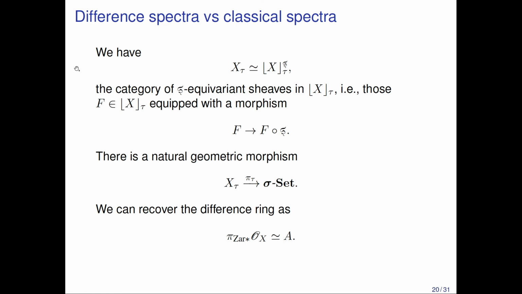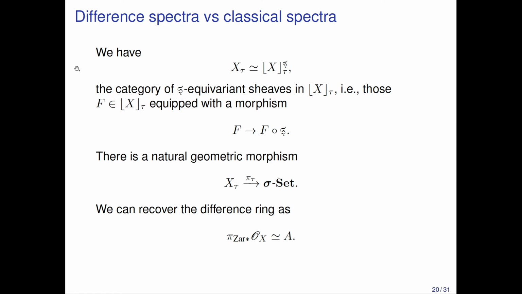So the tau topos is in fact the category of sigma equivariant sheaves on the underlying classical topos. So these are those sheaves F on the classical tau topos which are equipped with a morphism from F to F composed with the base change. All right, there's a natural geometric morphism going from this tau topos to difference sets, which should be thought of as the global sections functor. And then you can recover the difference ring as just the global sections of the structure sheaf.